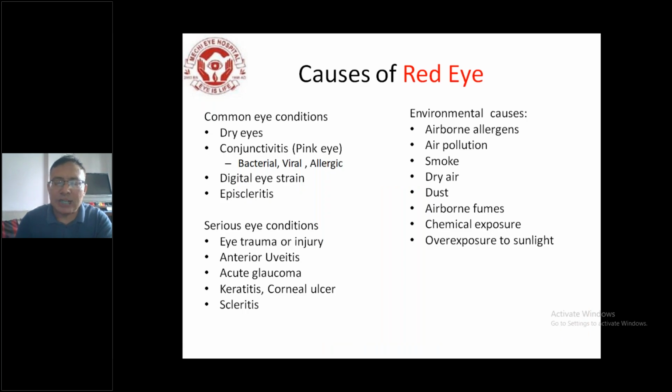The main causes of red eye are, there are transient causes like allergens, air pollution, smoke, dust, fumes, and there are some common eye conditions like conjunctivitis, computer vision syndrome, and episcleritis, or serious eye conditions like trauma, anterior uveitis, acute glaucoma, keratitis, corneal ulcer, or scleritis.